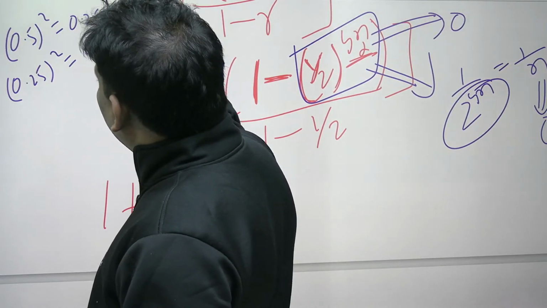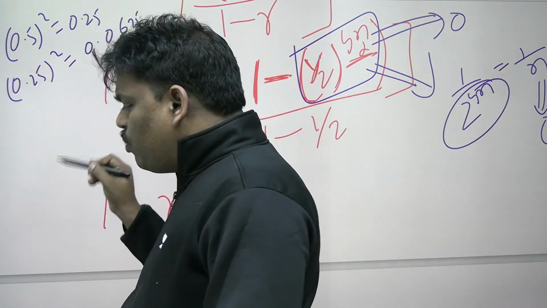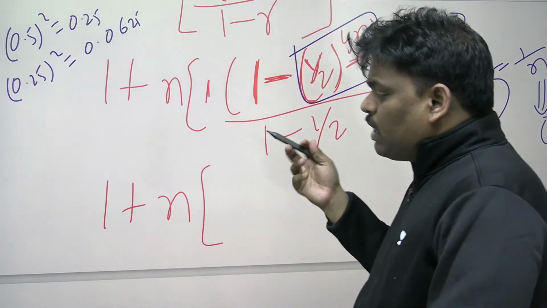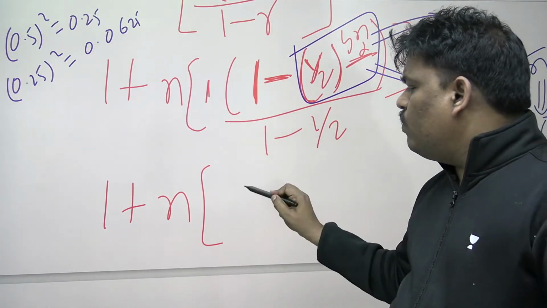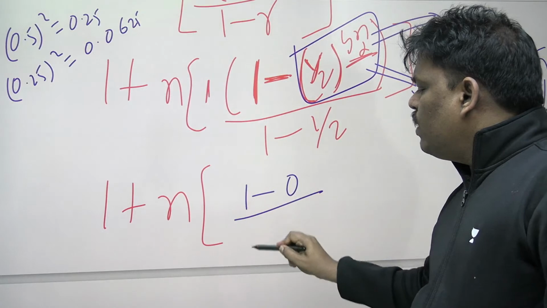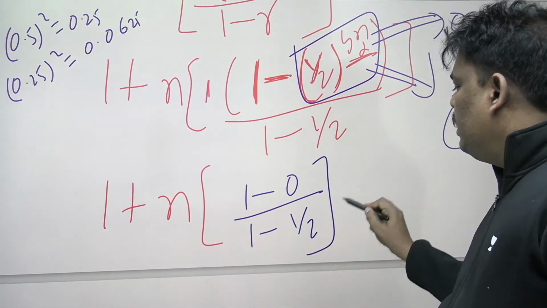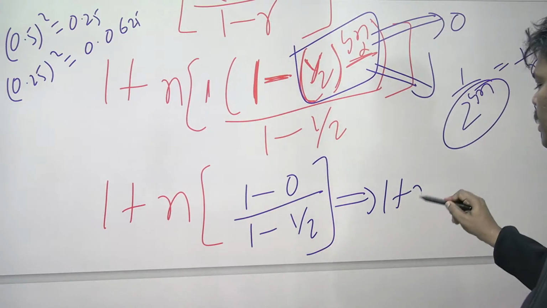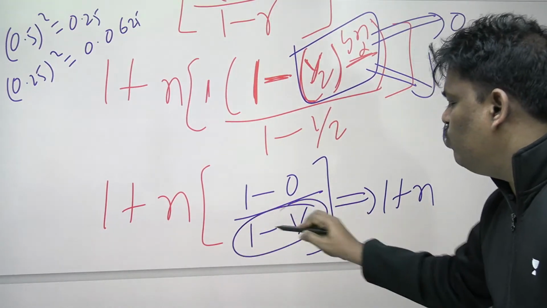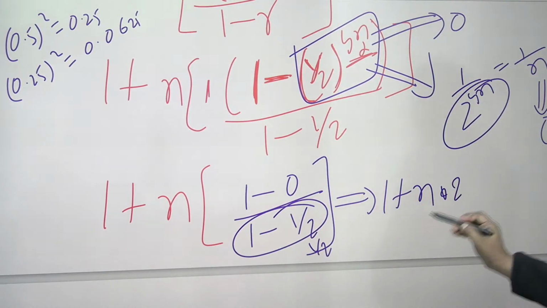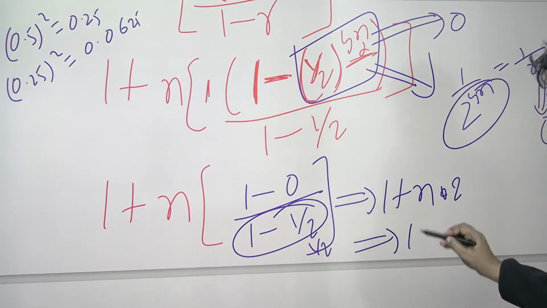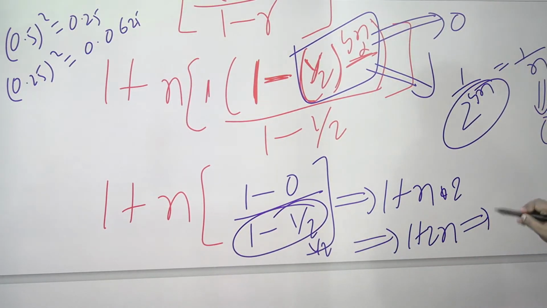0.0625. So what I want to say is, if a value less than 1 is multiplied many times, it will become 0. So this became 0. This is the twist in this problem. So this became 1 minus 0 by 1 minus 1 by 2. It became 1 plus n into 1 minus 1 by 2, which becomes 1 by 2. This 1 by 2 will become over, it will become 2. Finally, it became 1 plus 2n, which is nothing but theta of n. Answer is theta of n.